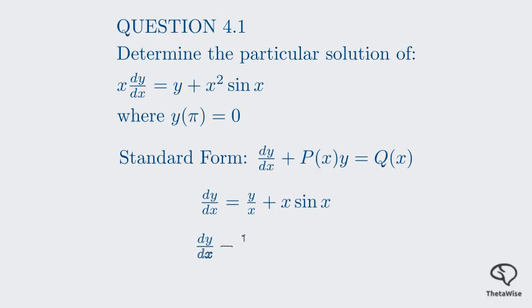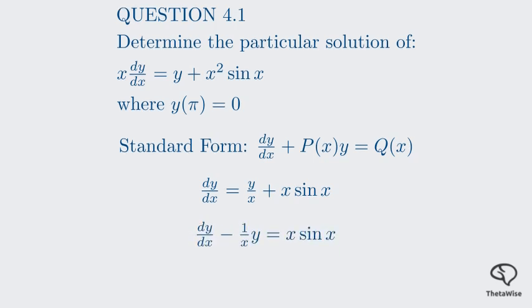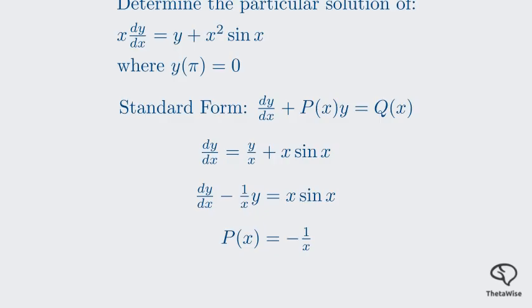We're one step closer. Now we need the term involving y on the left side with the dy/dx. We can do this by subtracting y over x from both sides. And there we have it. This equation is now in the standard form dy/dx plus p of x times y equals q of x. By comparing our equation with the standard form, we can clearly see that p of x is negative 1 over x, and q of x is x sin of x. Identifying these correctly is the first critical step.